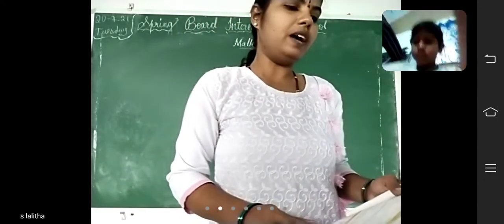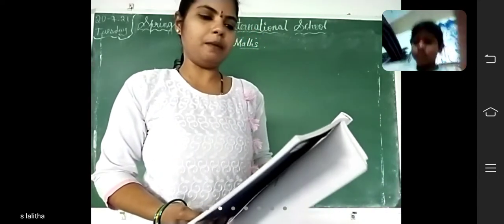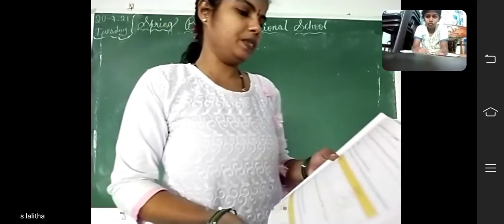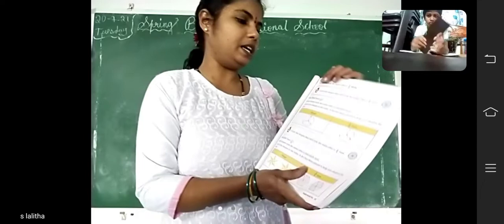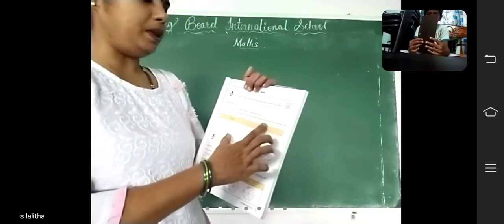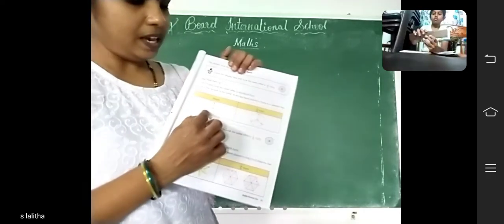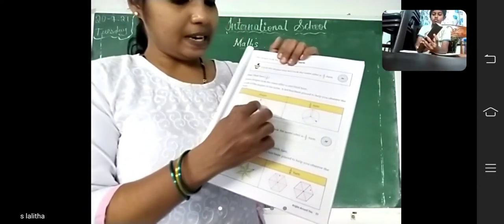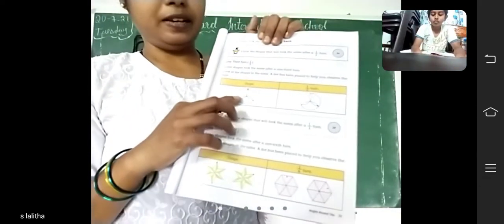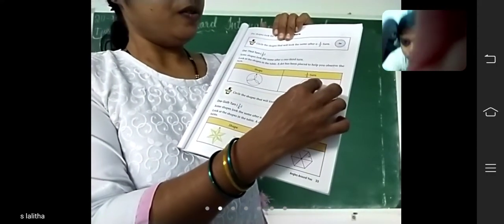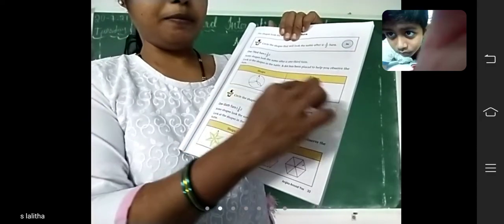Okay. Next, 1/3. Some shapes look the same after a 1/3 turn. See here, look at the shapes in the table. A table has been placed to help you observe the turn. See here, a circle is there. In that circle, 3 leaves are there. And next you have to turn 1/3 turn, it will look the same again.